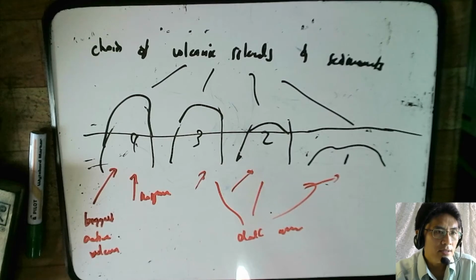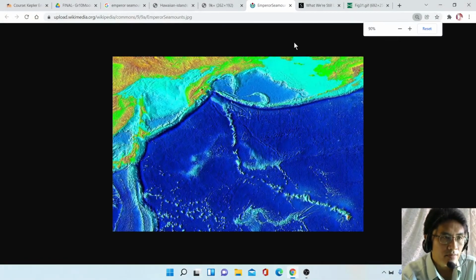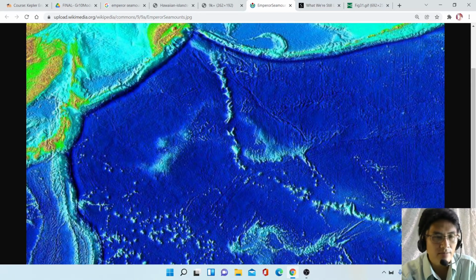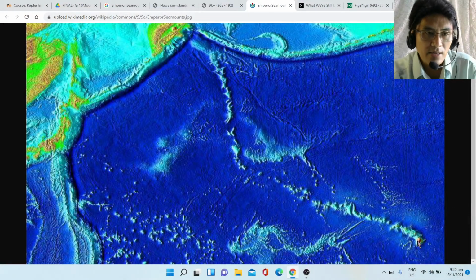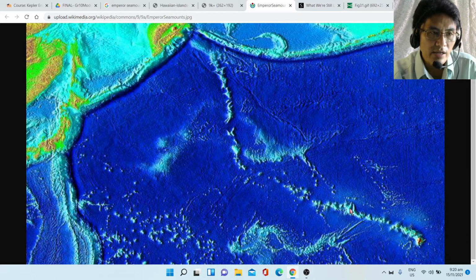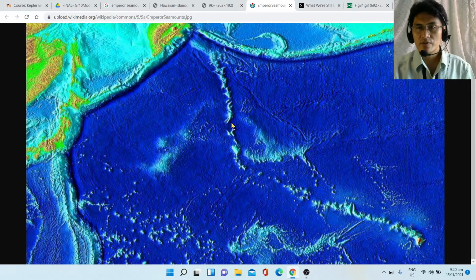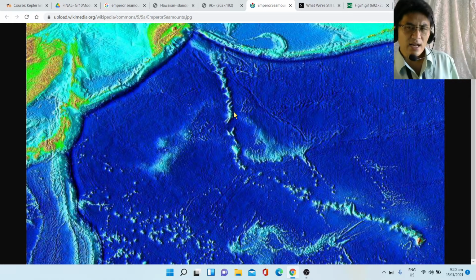Okay? And let me just pull up one of the images here. This one is the chain created by that hotspot. This is mainland Hawaii. Sorry, let me transfer on top. This is mainland Hawaii, Maui, Molokai, and then Oahu. But these are smaller islands, and then these are seamounts. So these are not islands, you can't see them on the surface, but these are like seamounts on the surface of the ocean floor, right? Underneath the seawater.